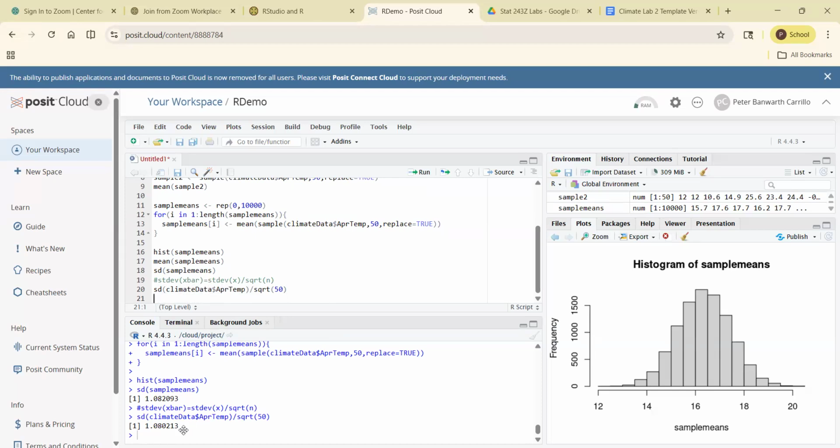Now, the reason it was so close is because there were 10,000 samples and they were pretty big, 50. If you don't have that many samples, you won't be so close to the theoretical calculation, which is this one. But we got lucky. So hopping back to the notepad one more time.